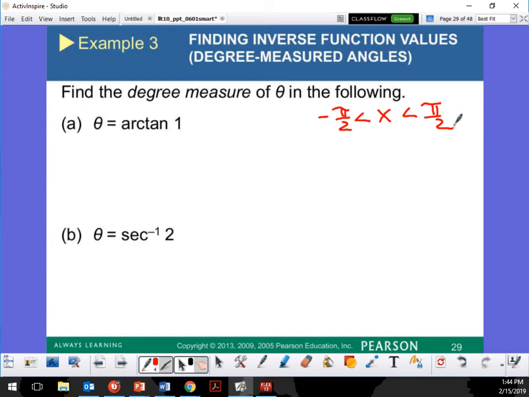Okay, where is tangent equal to 1? Now, tangent is what over what? Y over x, so sine over cosine. Where is the sine over cosine going to give me 1? Pi over 4, right? But this time it's asking for 45 degrees.